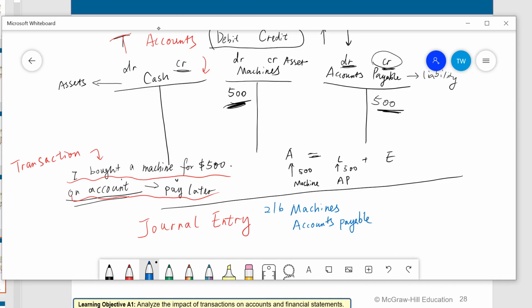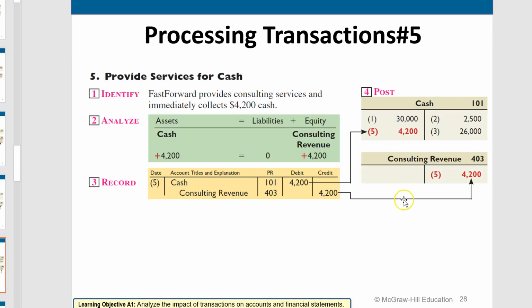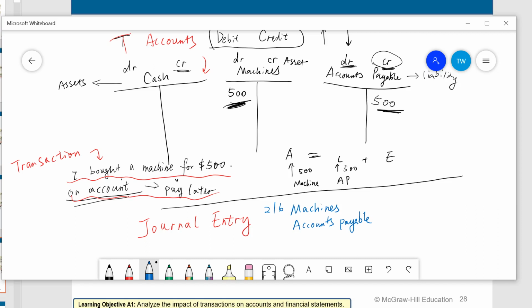All right. And now, machines is an increase and it's a debit. So we write down 500 for machines. And then for accounts payable, since it's a credit, it should be on the right hand side.